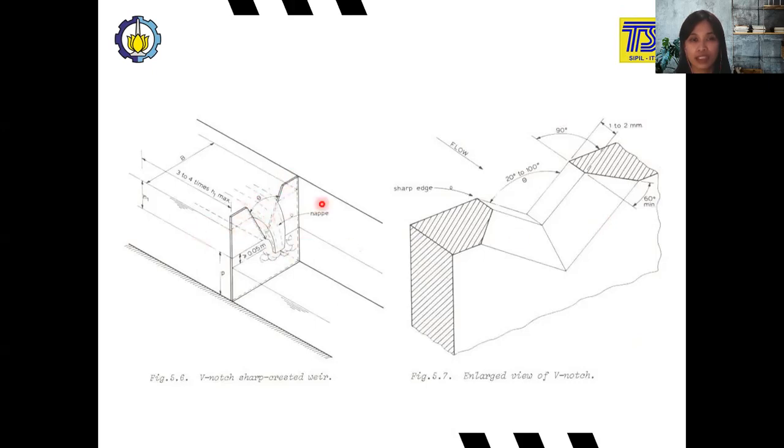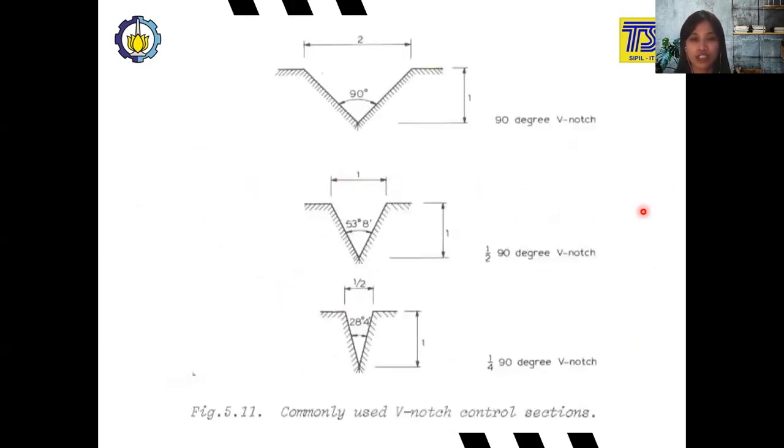And here you see in the experiment, this V-notch sharp-crested weir is the Thomson experiment. So for the V-notch, there are different angles. The biggest one is the 90 degree V-notch, and the smallest one is a quarter of the 90 degree V-notch, around 28 degrees of angle.